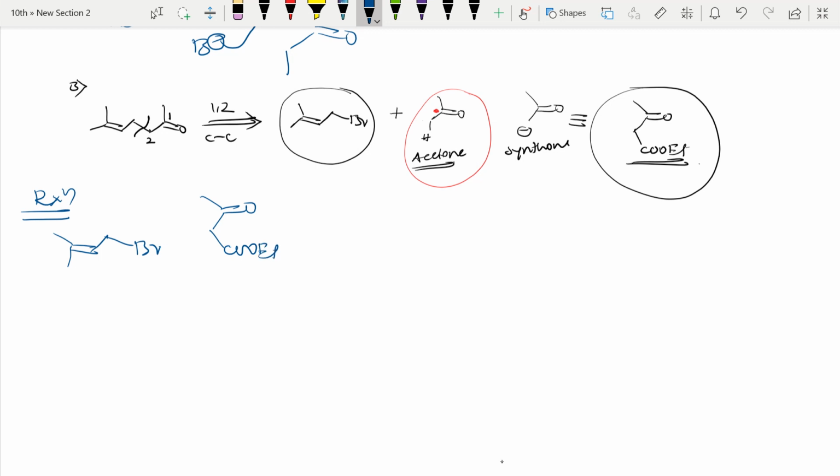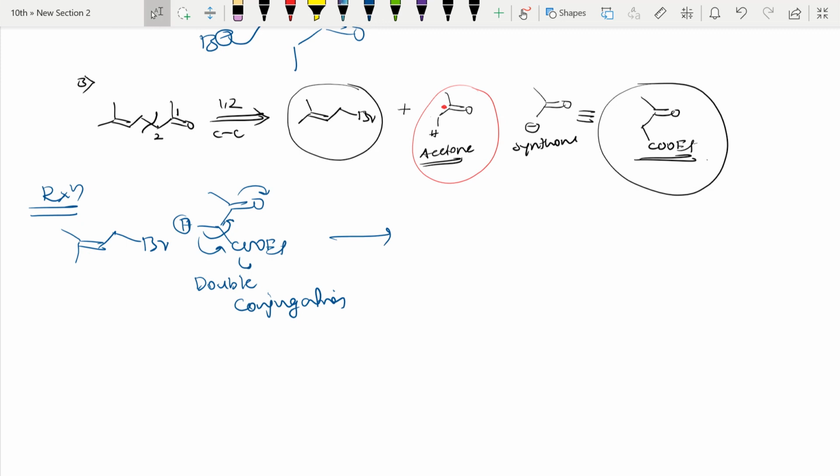As usual, this proton is acidic because here it can conjugate, right? But here also it can conjugate, because electron withdrawing groups are on both sides. This kind of conjugation is called double conjugation. Both directions it can conjugate, right? These are the basics. So what happened? This proton will be lost, so this carbon will have a negative charge.